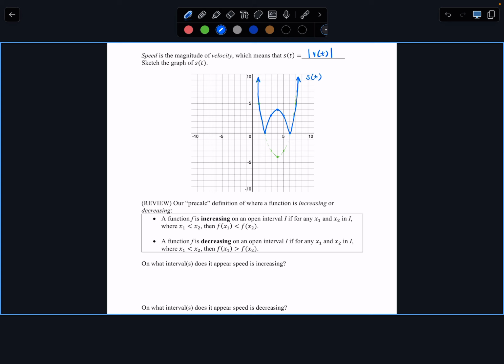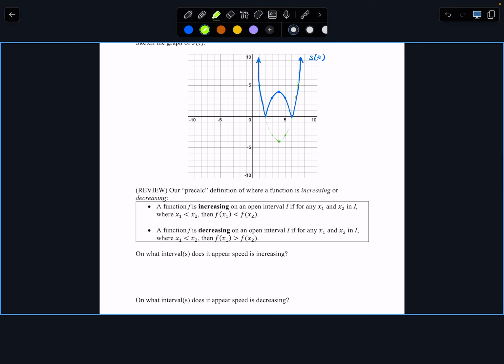These are pre-calc definitions of increasing and decreasing. So then for thinking about on what intervals does it appear that the speed is increasing? We're looking at the graph of the speed function, right? Speed is increasing on the interval from 2 to 4, as well as from 6 to infinity. Do we all agree with that?